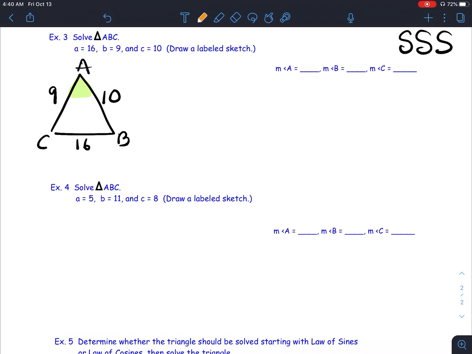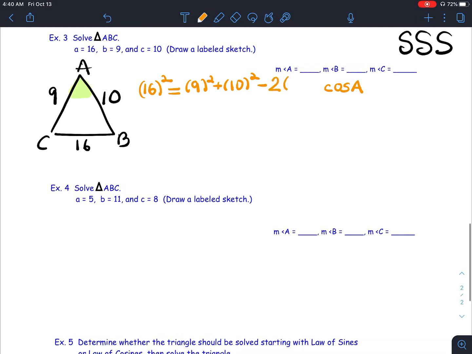So when I set up the law of cosines, I'm going to be putting side 16 squared on the left. All the way over here on the right will be cosine angle A. That's where my variable is. And I fill this gap in with information about the other two sides. They get squared and added, minus 2 times each of them multiplied together goes right in front of cosine A.